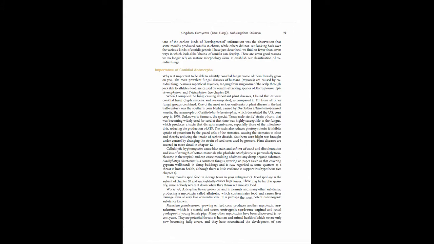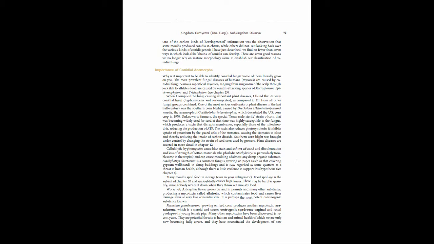Kingdom Mycota, true fungi, subkingdom Dicaria. One of the earliest kinds of developmental information was the observation that some molds produced conidia in chains, while others did not. But looking back over the various kinds of conidiogenesis I have just described, we find no fewer than 7 ways in which look-alike chains of conidia can develop. These are 7 good reasons we no longer rely on mature morphology alone to establish our classification of conidioid fungi.